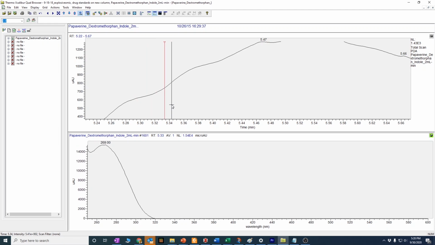But this is pretty remarkable. So you got to be quick. You got to scan quick, but this is pretty remarkable because at every point in time, you get a full spectrum that can tell you something about what is in there.